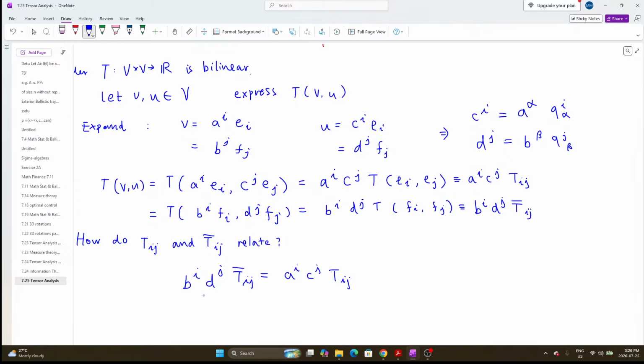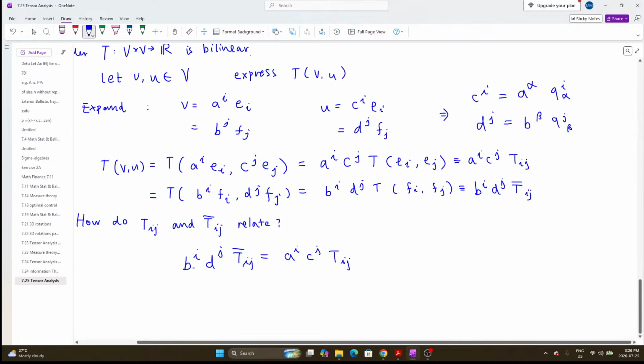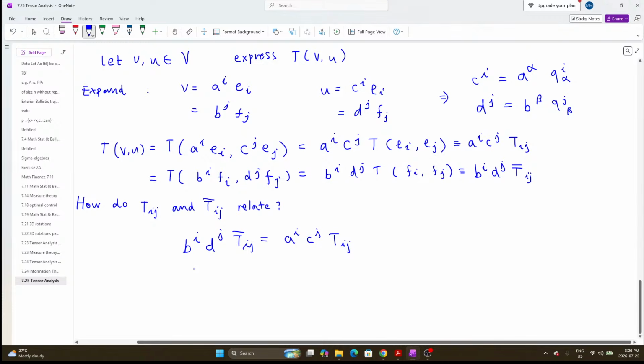And how do I get rid of the B and D? So B is related. Hang on a second. Yeah, AC are related and BD are related. That's right. So how do I get rid of the B and D on each side?